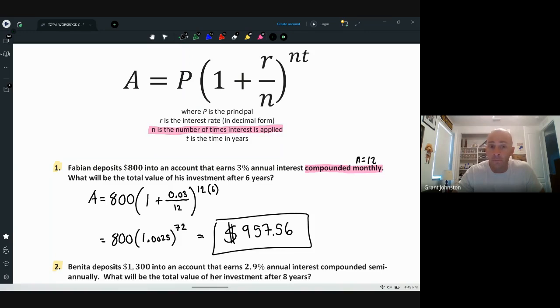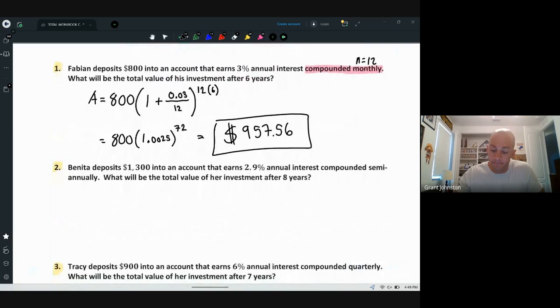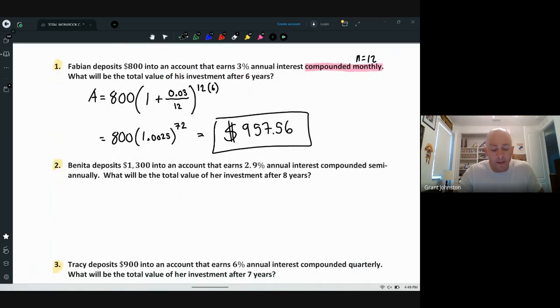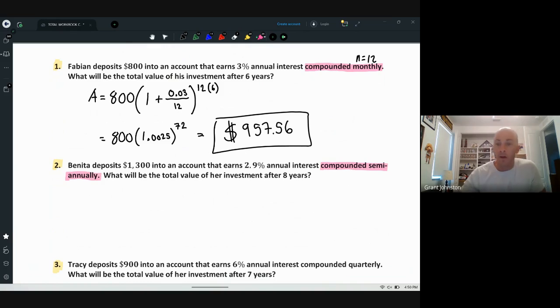Okay. Let me show another. Benita deposits $1,300 into an account that earns 2.9% annual interest compounded semi-annually. Compounded semi-annually. So semi, hopefully you recognize as 2. So semi-annually means it's going to be compounded twice. So N is going to be 2 on this one.